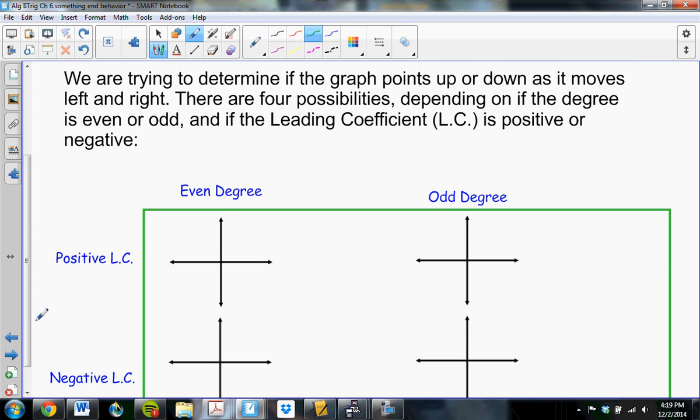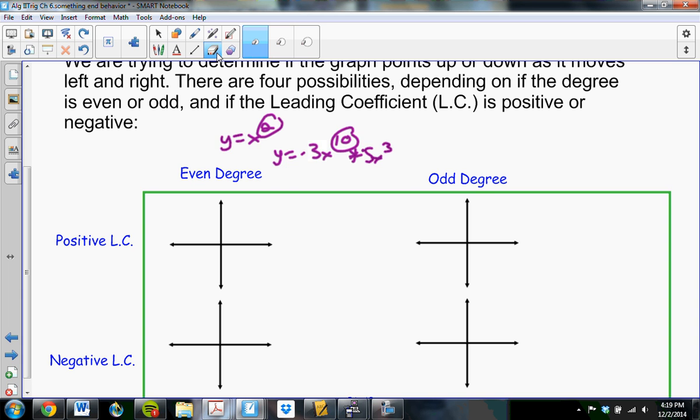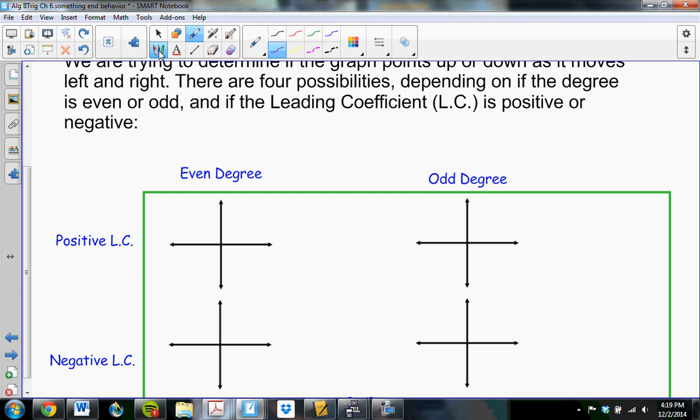There are 4 possibilities depending on if the degree is even or odd, and if the leading coefficient is positive or negative. So if you have an even degree function, that means something like x squared or negative 3x to the 10th plus 5x to the 3rd. If the degree is literally an even number, it's an even degree function, the arrows will always point in the same direction.